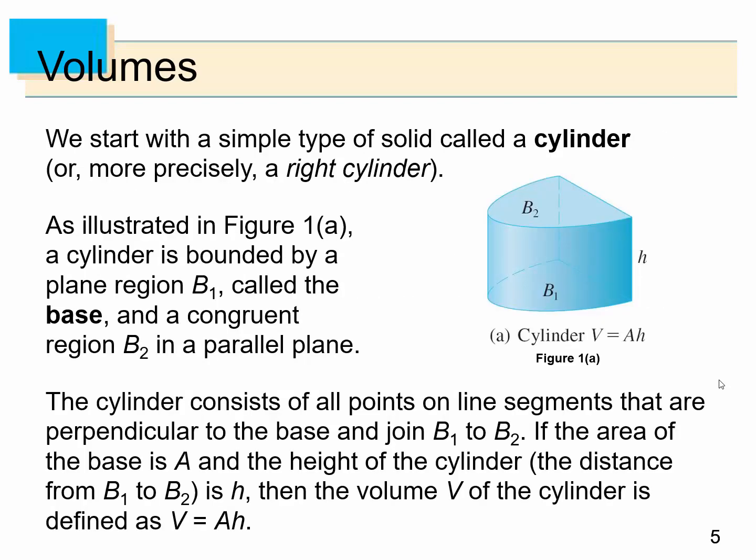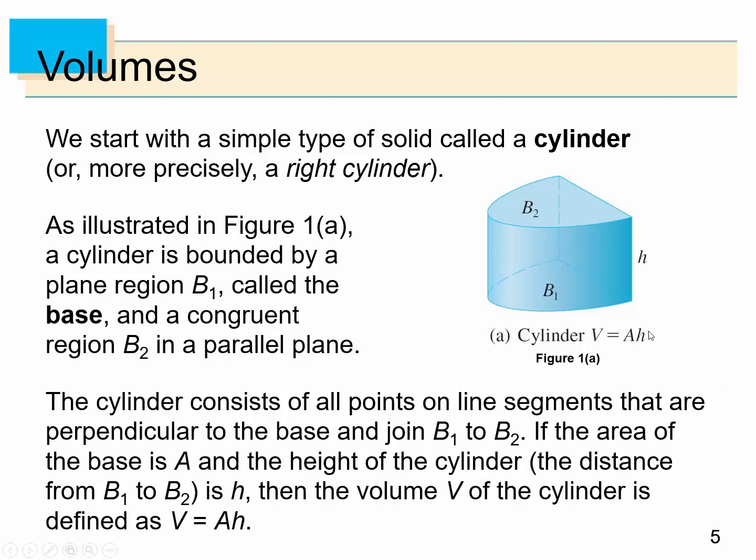So let's start with a very simple solid. We call this a cylinder, or more precisely, a right cylinder. Now, you might think of a cylinder as something that looks like a can of soup, or a cylinder in a car engine, and that's a right circular cylinder. But a cylinder, by definition, is any geometric shape that has a base and a top that are parallel surfaces, and then the sides are perpendicular to it.